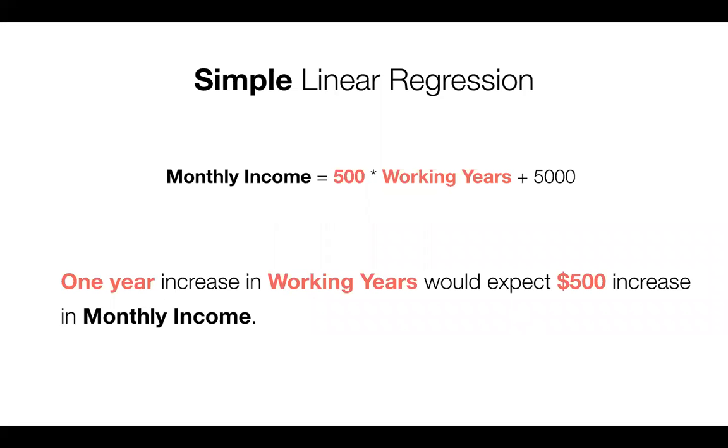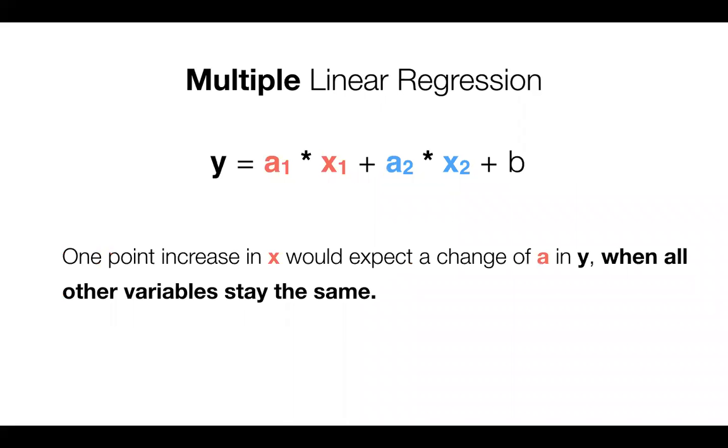Let's use a real world data example. We can rewrite this formula as monthly income equals 500 multiplied by working years plus 5,000. That means when we interpret this, a 1 year increase in working years would expect a $500 increase in monthly income. So that's a simple linear regression.